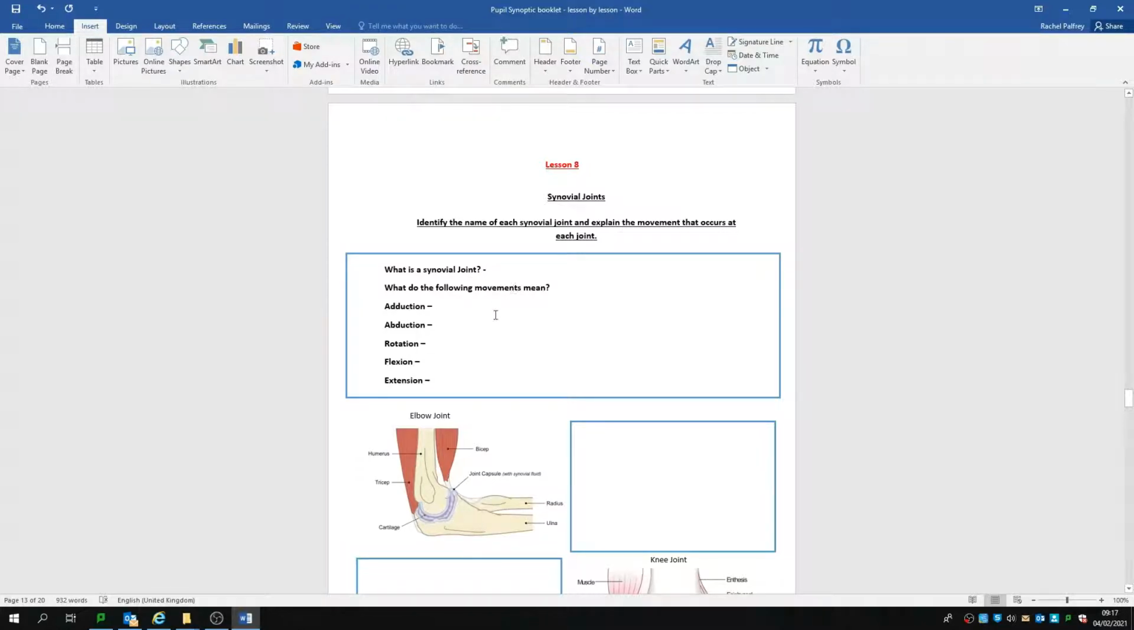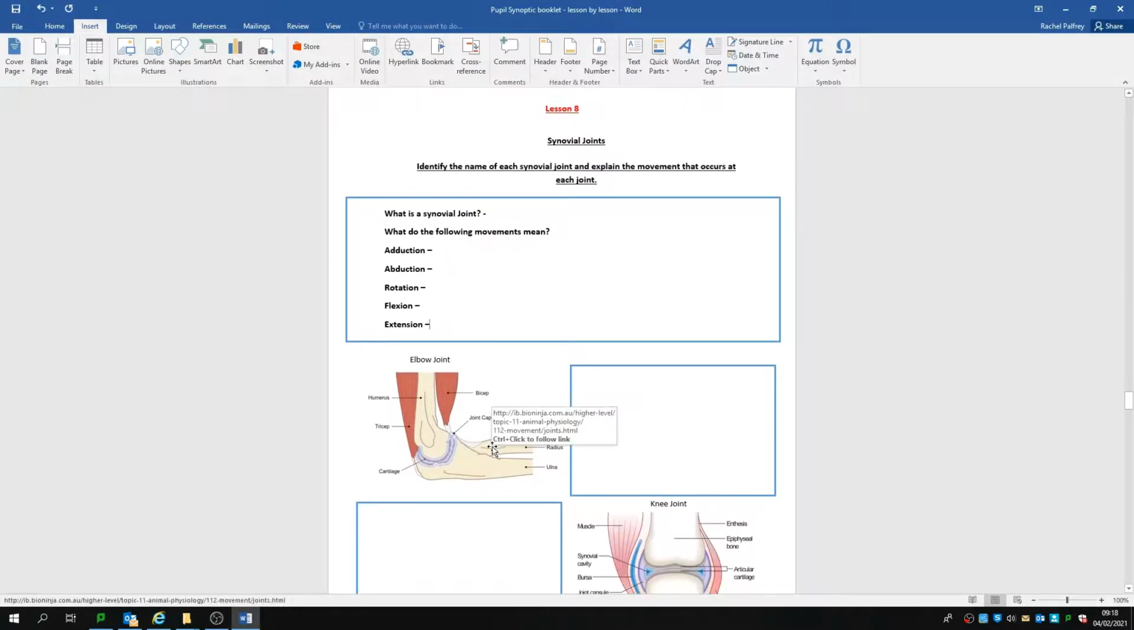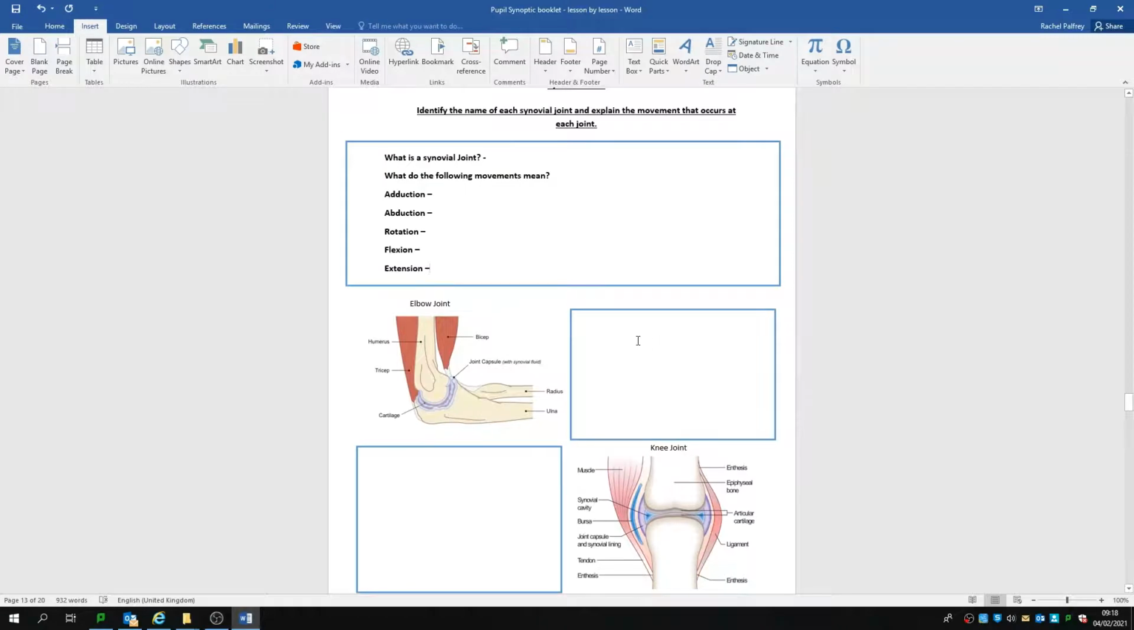The next bit that you have to do is you have to be able to describe movements that happen at some of these synovial joints. Okay, so we have adduction, abduction, rotation, flexion, and extension. So what you have to do is go and find a definition or a description of what these movements would look like if they happened at any synovial joints. Now, not all of these movements can happen at each joint, okay? And that's what you're going to look at next.